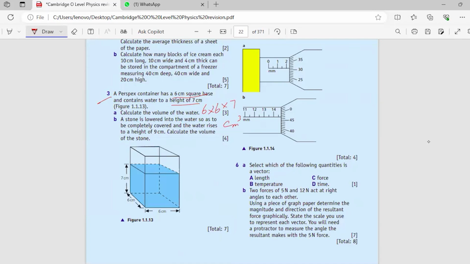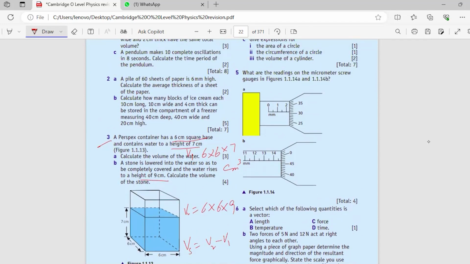If a stone is lowered so that it is completely immersed, then the water rises by this much. Calculate the new volume. Hence, if I call the first volume V1, the new volume V2 will be 6 into 6 into 9. To find the volume of the stone, we will write V2 minus V1, which will be the volume of the stone.